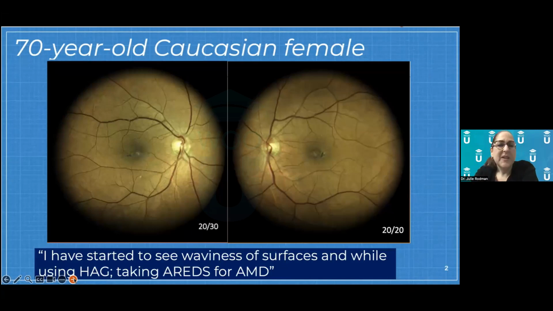We'll see. So this is a 70-year-old Caucasian female who came in with pretty good vision, 20/30 in the right, 20/20 in the left. She says, I have started to see waviness of surfaces while using my home Amsler grid. I do take an AREDS supplement because I've been told that I have macular degeneration.